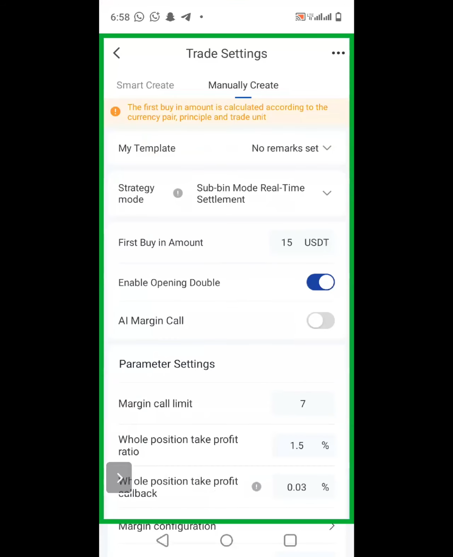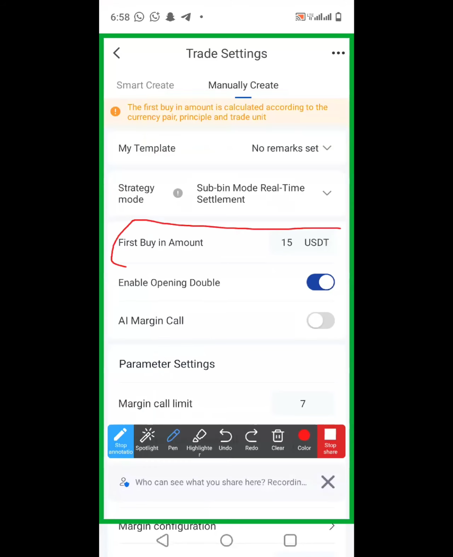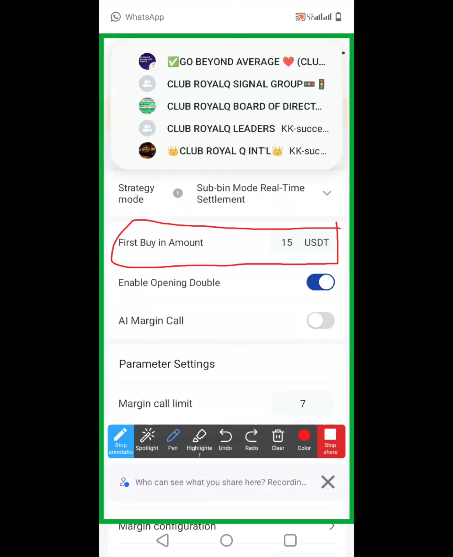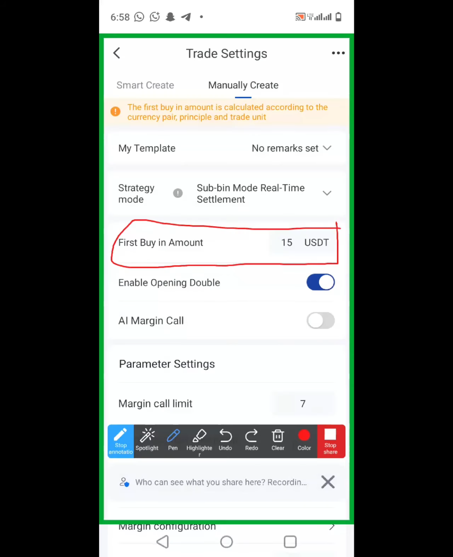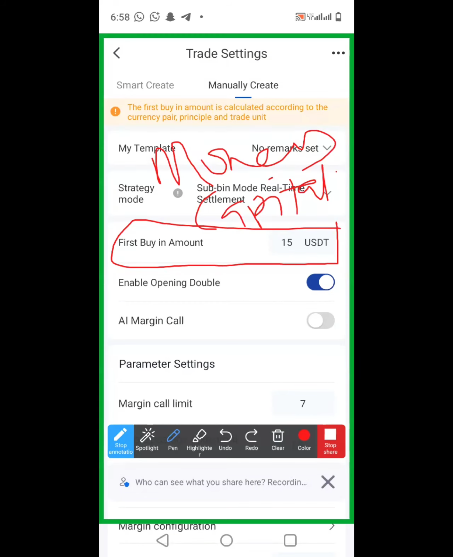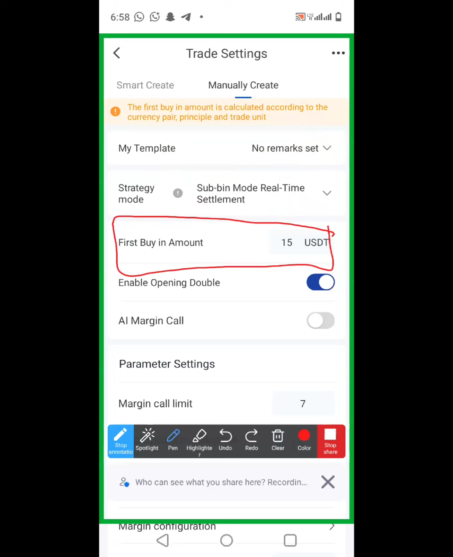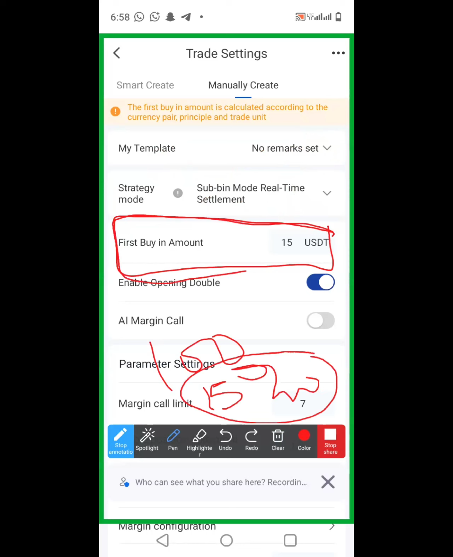Now this first buy means the initial amount you want the robot to use out of your money, out of your capital, to enter the market and buy for you. That's the meaning of this first buy in amount. For example, you are using $100, and you use 15% of this money as your first buy. So the remaining money is what will be used for the margin calls when the market is dropping.